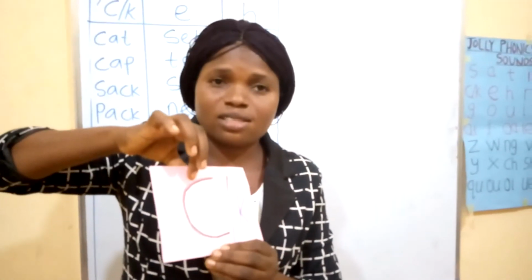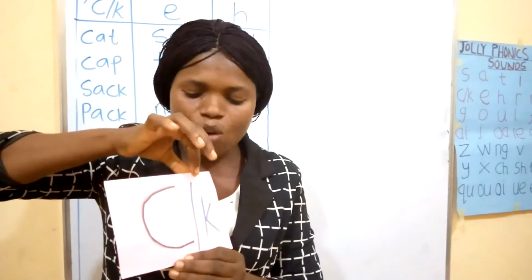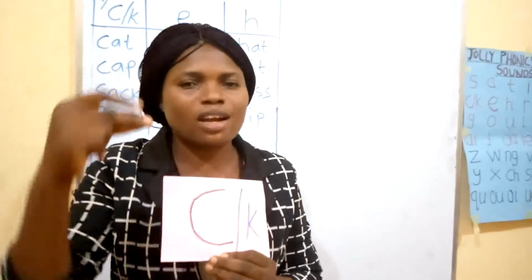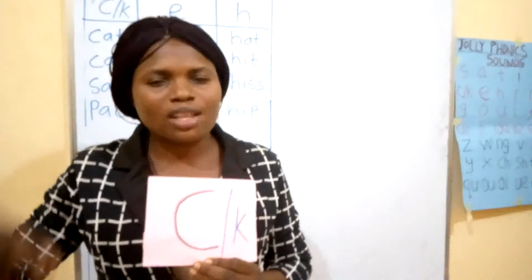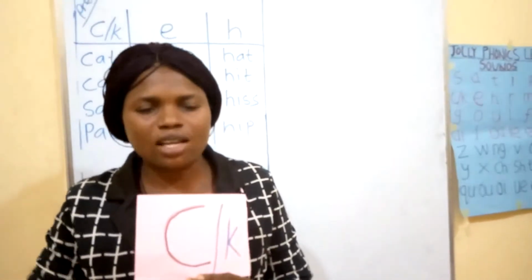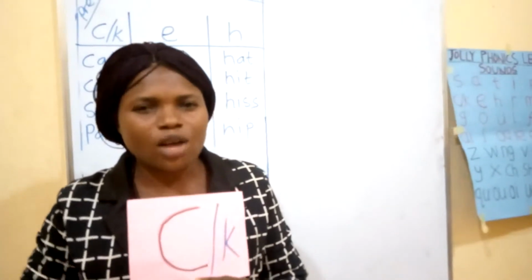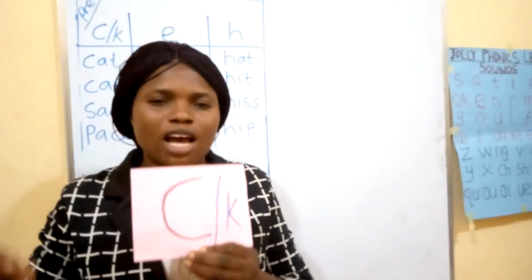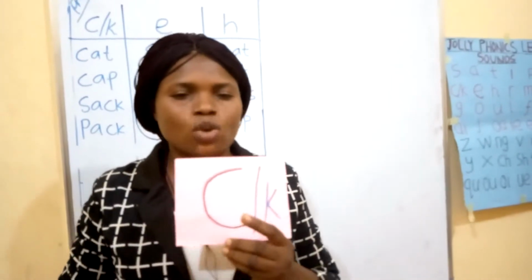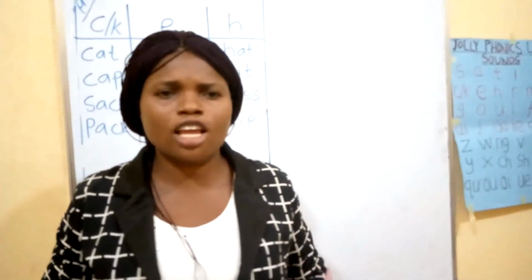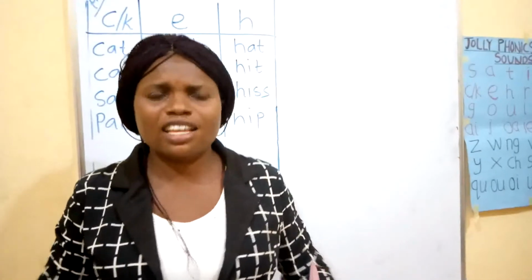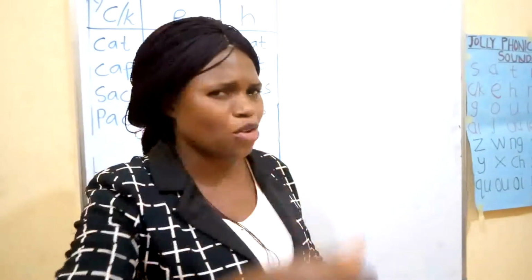What letter is this? Letter C. And what letter is this? Letter K. Either C or K, it makes the sound k. Now the action is this way. K, again, k, again, k. I hope your own is sounding very well.